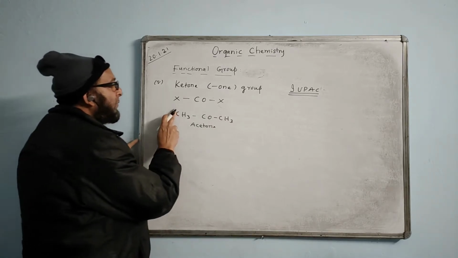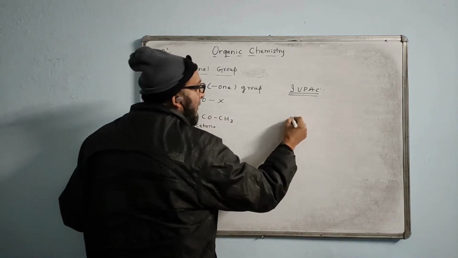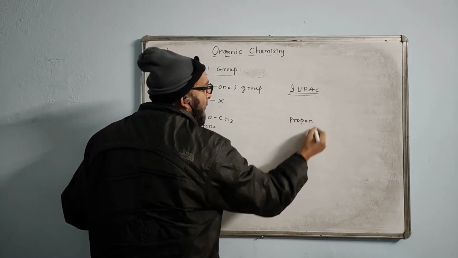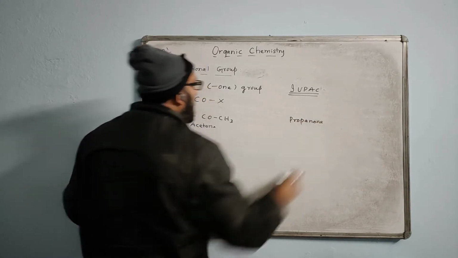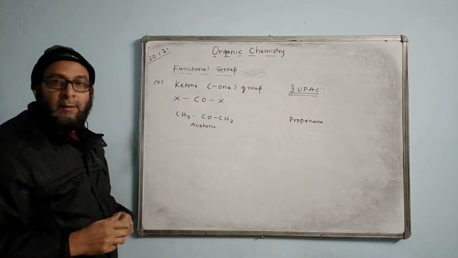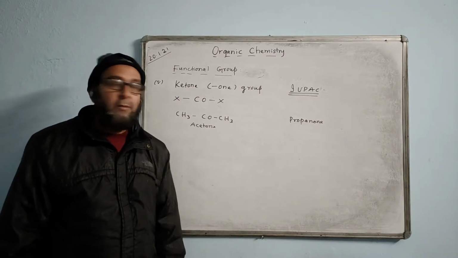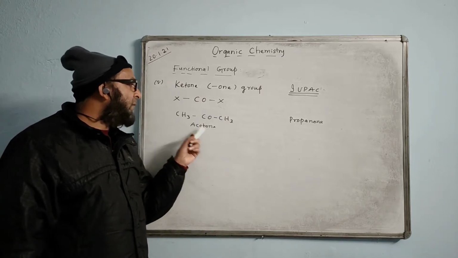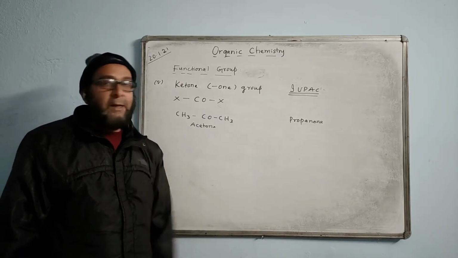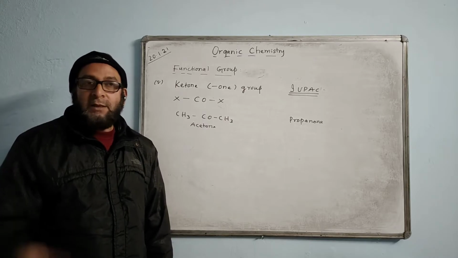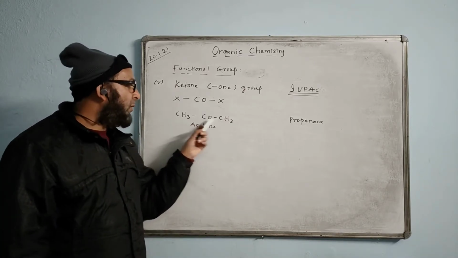How many carbons are there? 1, 2, 3. We'll call it propanone. We have to add "one". Propanone. Acetone is the common name. Then if he asks you, what is the IUPAC name of acetone? You say propanone. And what is this formula? Molecular formula. This is the molecular formula.